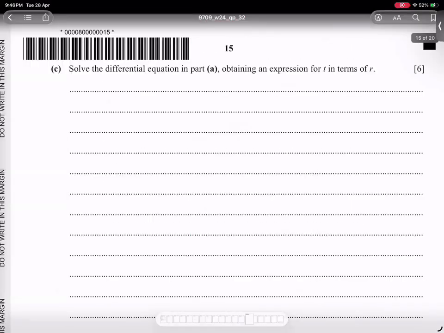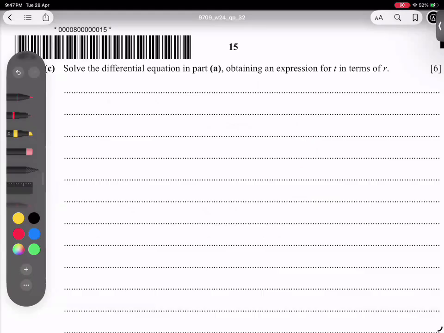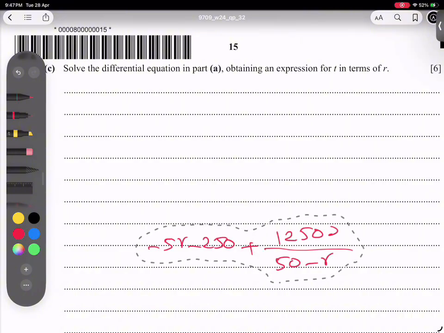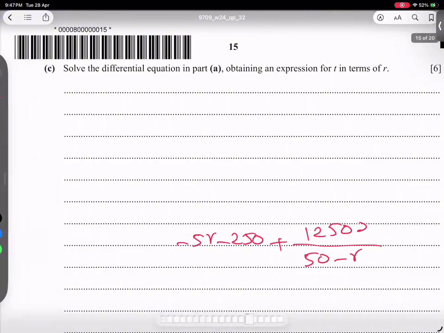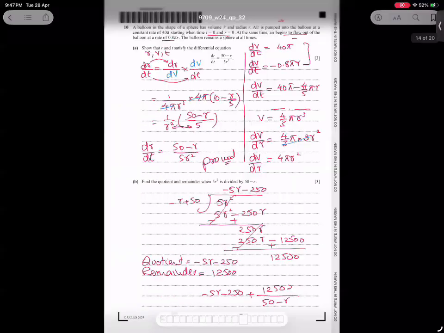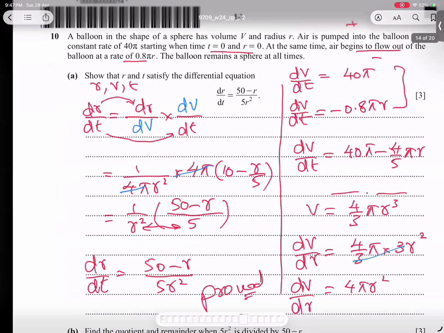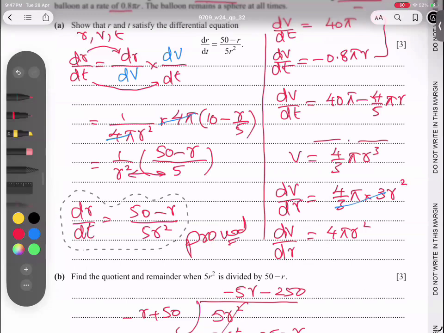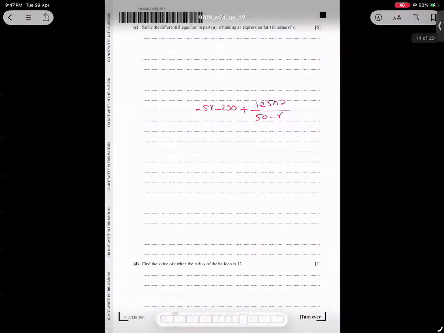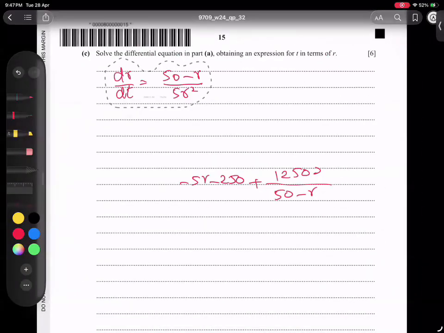Next part, students, he's asking that solve the differential equation obtained in the previous part, and we have to make t in terms of R. So let's go back. This I'm writing here now, and I need an equation. Which equation does he talk about? This equation he talks about. I copy from here, and I bring it onto the next page. Students, get ready. Okay, now I'm starting.